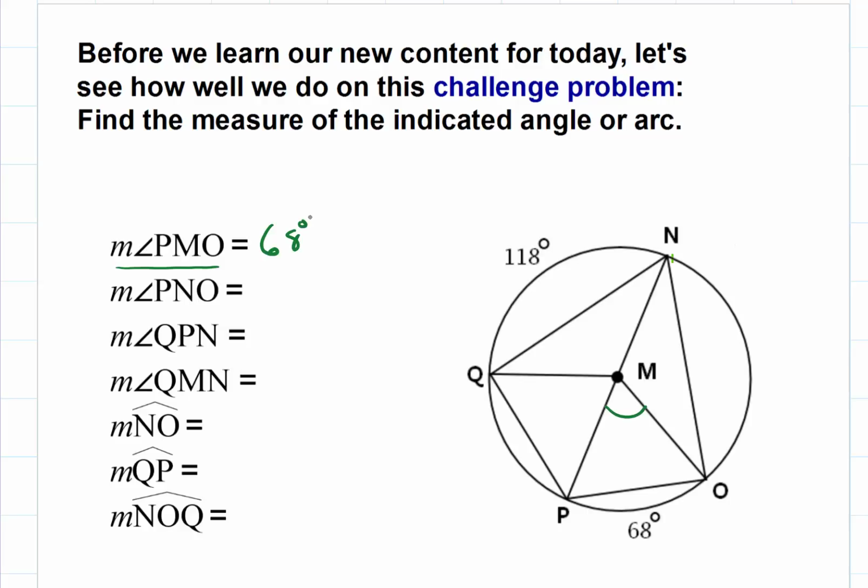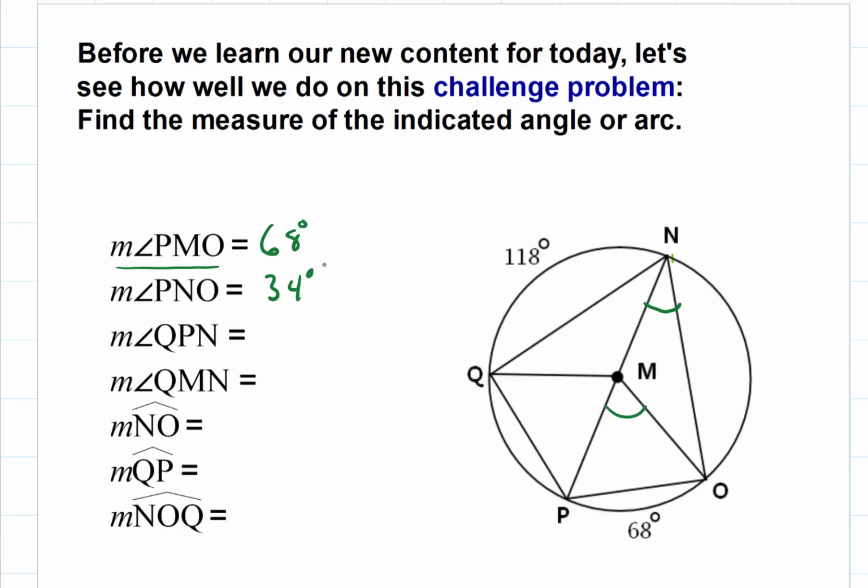Next we'll look for angle PNO. Let's see, PNO. Here we go. That's this angle right here. That is the inscribed angle that intercepts that same arc of 68 degrees. And the relationship with the inscribed angle is 1/2 of the intercepted arc. So this angle is 34 degrees, 1/2 of 68.